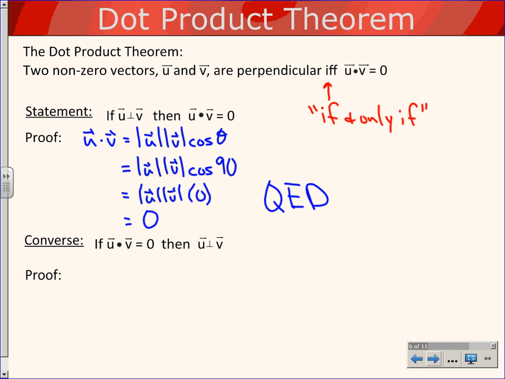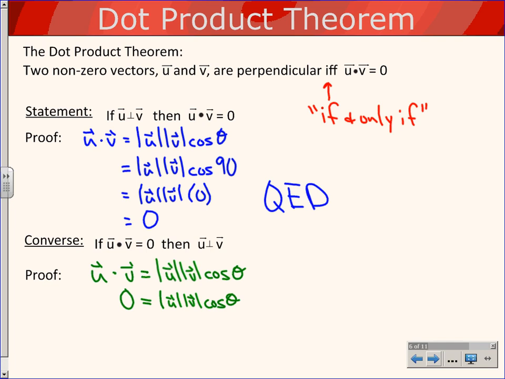It's called the converse. Remember, it said we're working the opposite order. This time it's saying that the dot product is 0. Can we convince ourselves that the vectors had to be perpendicular? Start off the same way. There's our statement that we know is true. u dot v, this time that's what I know. I know it's 0. I don't know anything about u. I don't know anything about v. And I don't know anything about the angle in between. So all I've got is that 0.